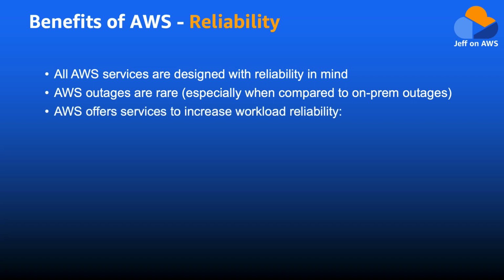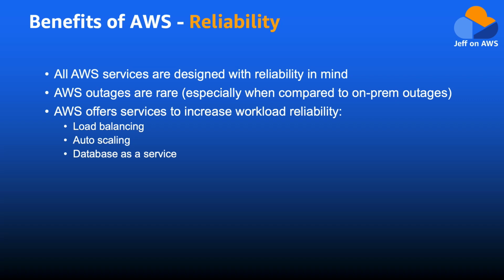AWS offers services to increase workload reliability. Services such as load balancing, so you get multiple virtual servers running on EC2, so if one has an issue and it is marked unhealthy, it is removed from the load balancer so that you can continue servicing your application users. Auto scaling helps increase reliability because as the load increases, you can take advantage of auto scaling and add resources to handle the load so that your customers are not seeing delayed responses from your applications.